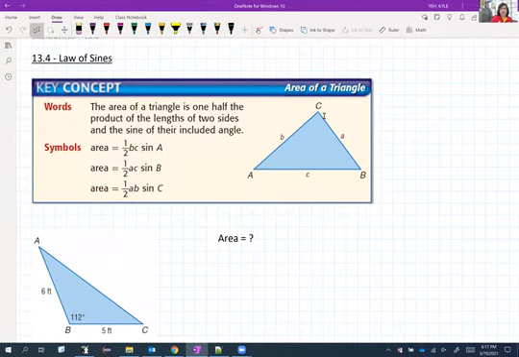Welcome back, guys, and the subject of this video is going to be section 13.4 from our textbook, which is law of sines. We've done a lot with general trigonometry, sine, cosine, things like that, but today we're going to look at three different applications of the sine function. So this video will kind of be broken into three distinct parts.